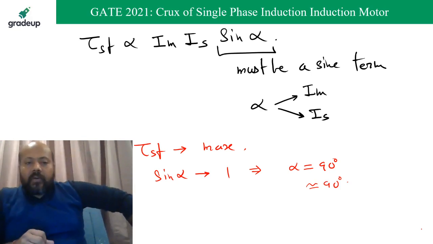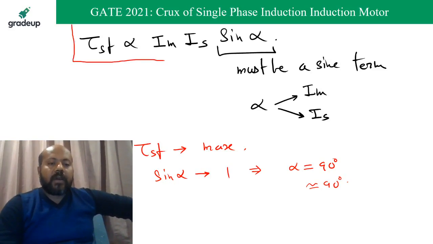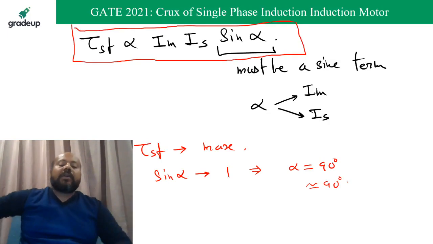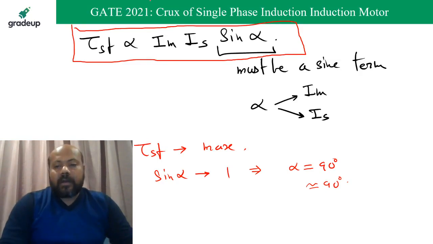As I have already told you, the starting torque of the single phase induction motor, it is very, very important to remember this formula. A lot of direct questions can be asked on the basis of this formula. The starting torque of the induction motor is directly proportional to the product of the main winding current and the starting winding current, and sine alpha, where alpha is the angle between Im and Is.